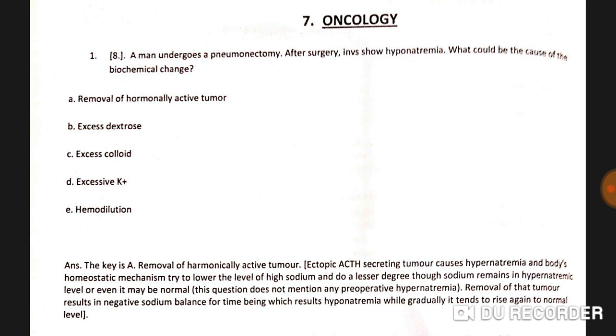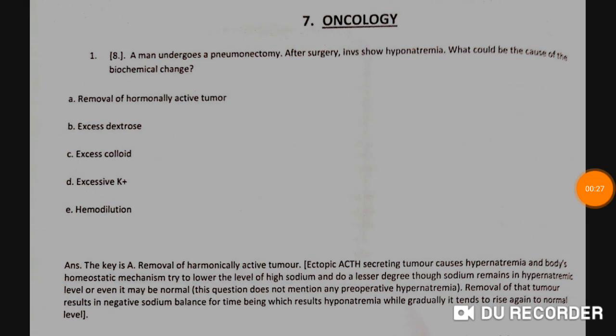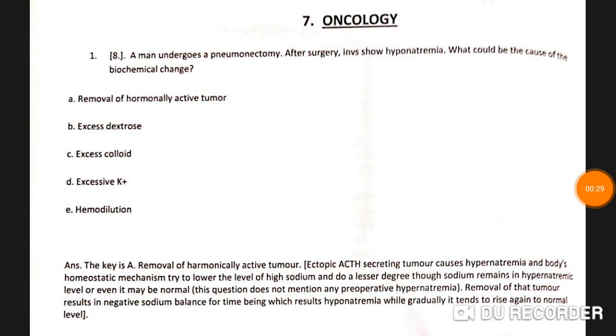Today we are going to discuss oncology MCQs. A man undergoes a pneumonectomy. After surgery, investigation shows hyponatremia. What could be the cause of the biochemical change? So the answer here is removal of a hormonally active tumor.